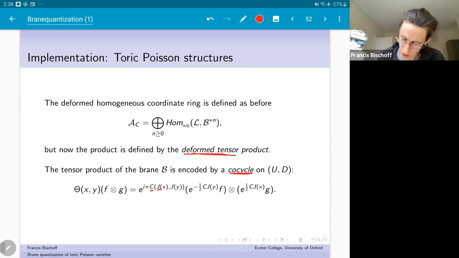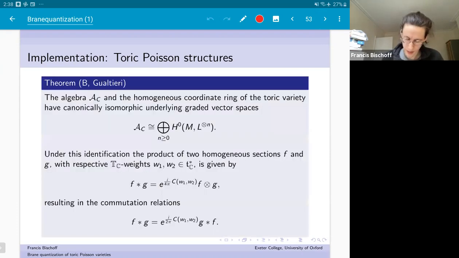Okay, so we do this in detail in the paper, and here's a theorem that we get, which is that when we implement this procedure, what we get is an algebra, and the underlying vector space coincides with a homogeneous coordinate ring, but the product has been deformed in this way.